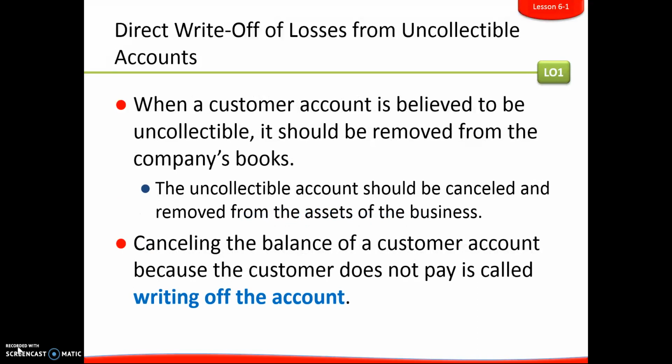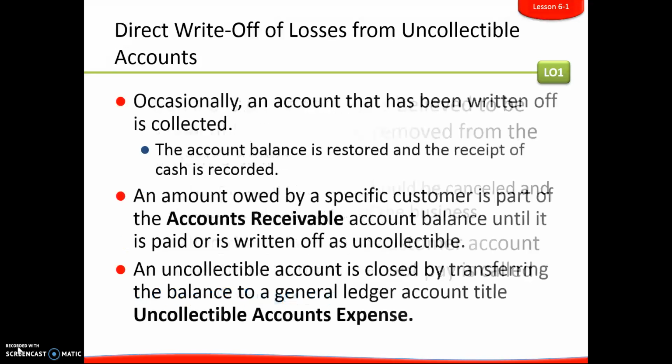Now, at the time when a customer account is believed to be uncollectible, we need to make sure that we remove it from our company's books. The uncollectible account should be canceled and removed from the asset portion of our business because it no longer is going to be in accounts receivable. It needs to be removed from the asset section. So we call that writing off an account. It means canceling the balance of our customer account because we determine that the customer is not going to pay.